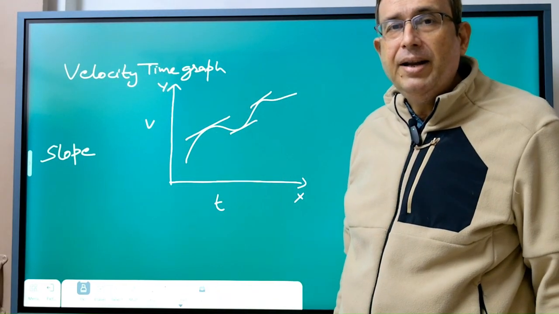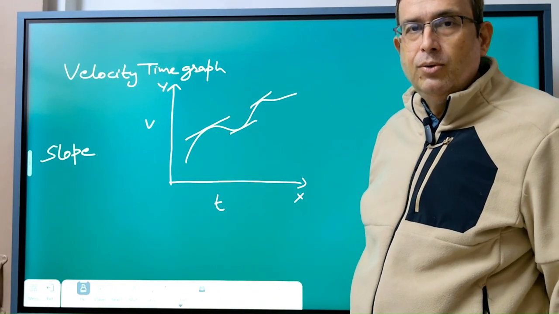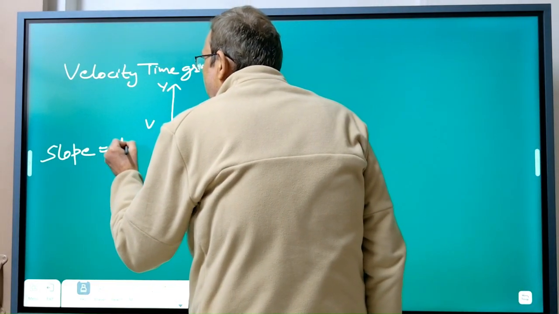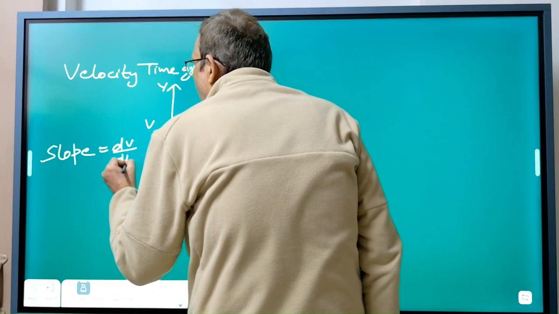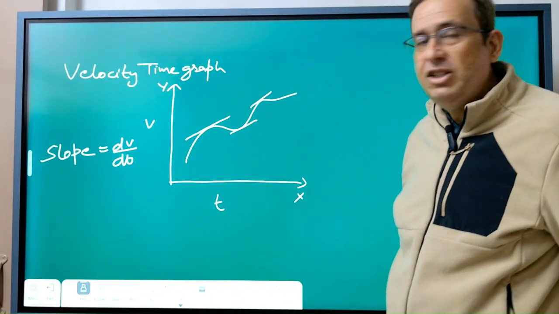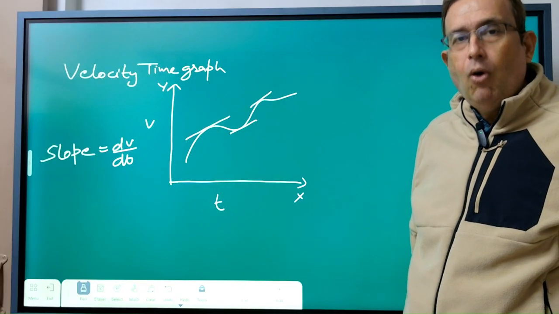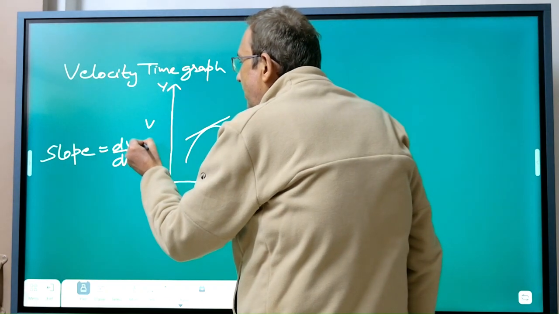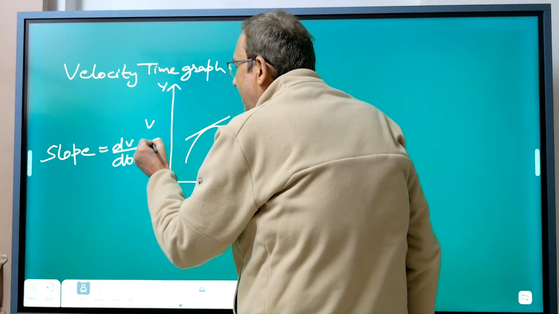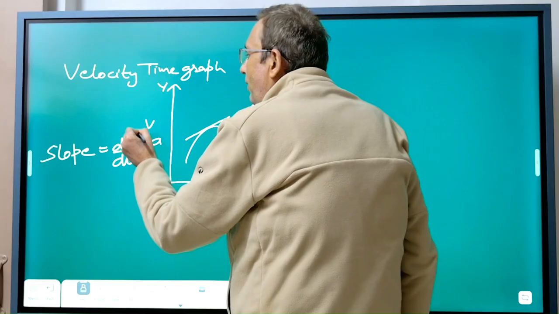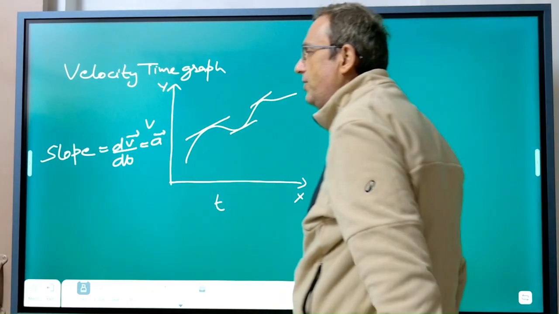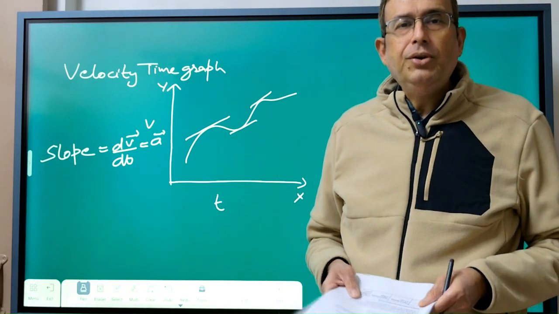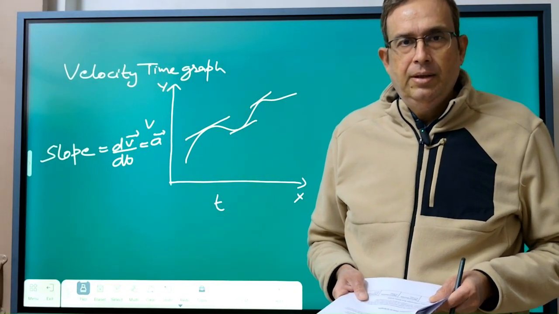The slope is represented by the derivative of the function with respect to the variable. So in this case, it is just dv by dt. This is the slope at each point on the graph. As you know from the definition of acceleration, this quantity is represented as acceleration only. So dv by dt is actually acceleration. The slope of the velocity time graph is going to give you the acceleration.